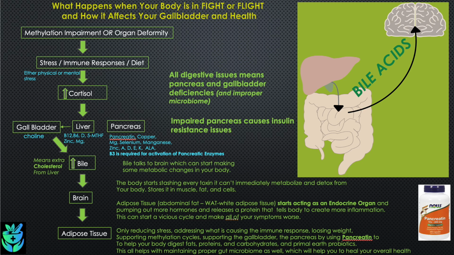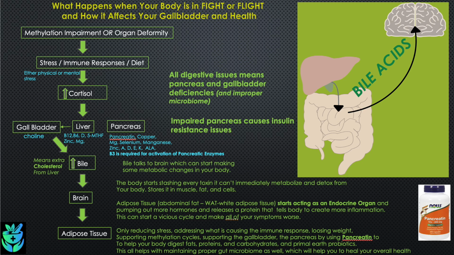Alright, and to add insult to injury, this buildup of bile also means extra cholesterol from the liver, which we said, hey, this is going to cause more skin tags. But the bile also starts to talk to your brain, and it can start making metabolic changes in your body. And as we've been saying through the entire Cycle of Illness series, these are not good changes. It's affecting your entire cycle of illness.